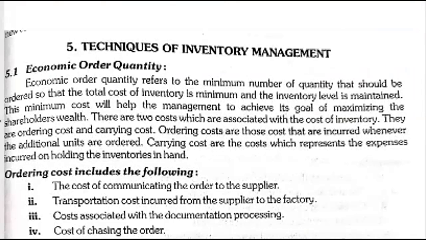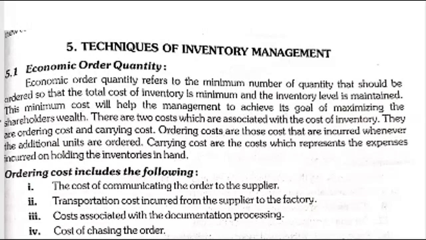Today, I'm going to discuss one of the techniques of inventory management, which is EOQ. So what is EOQ? EOQ is economic order quantity. It refers to the minimum quantity that should be ordered so that the total cost of inventory is minimum. Side by side, the level of inventory is maintained in the organization. It indicates the minimum quantity that should be ordered so that you can minimize the cost of inventory. Also, it maintains the level of inventory in your organization. It keeps your inventory to the satisfaction level.